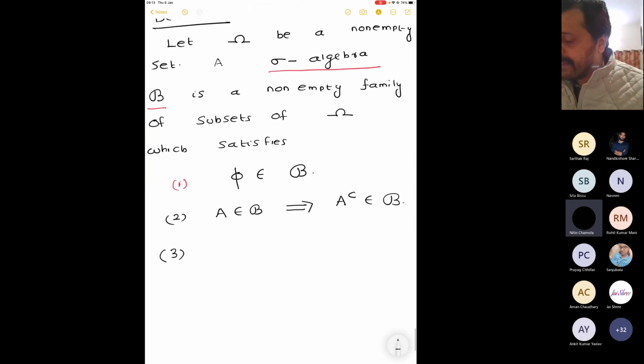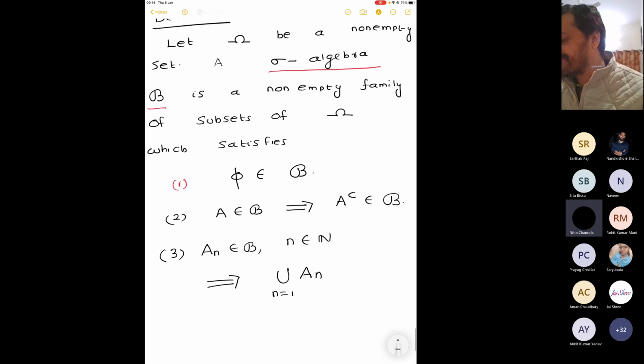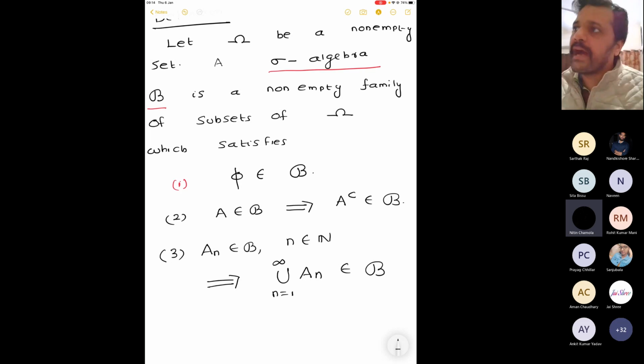And third, A_n belongs to B, n an element of N. If each A_n is in B, that should imply the union over n equal to 1 to infinity is in B. Once this is there, I can also talk about the mu of the union, etc. If E1 is contained in E2 is contained in, etc., here we are not imposing that condition. B is rich enough to include the union of a countable number of elements. So these are the requirements you will impose.